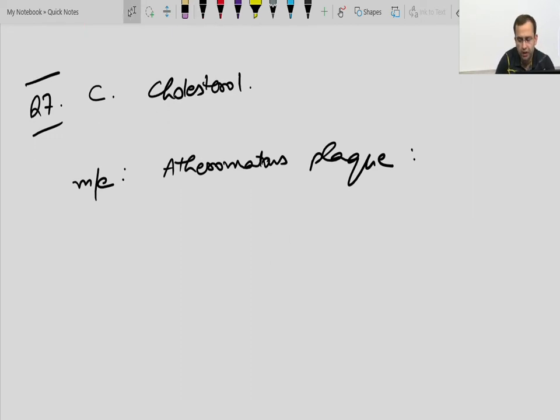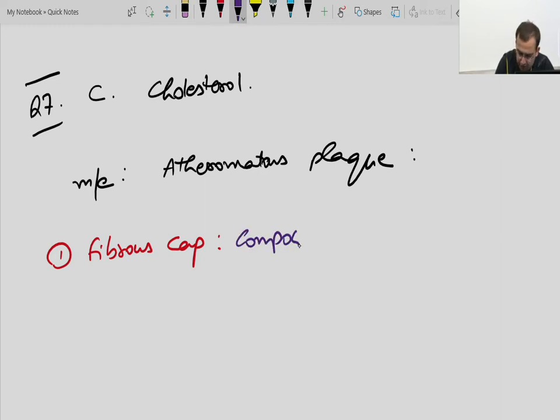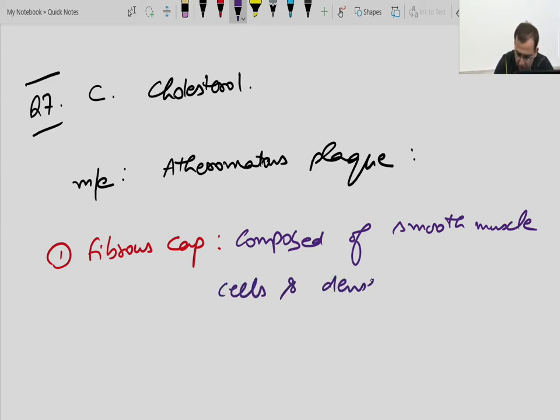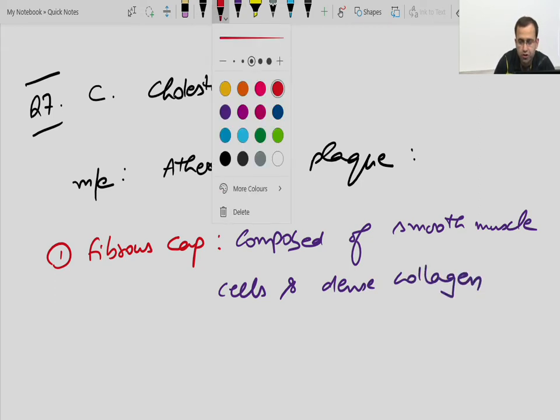Now microscopically, an atheromatous plaque shows us 3 areas. The first is the fibrous cap, which is composed of smooth muscle cells and dense collagen.